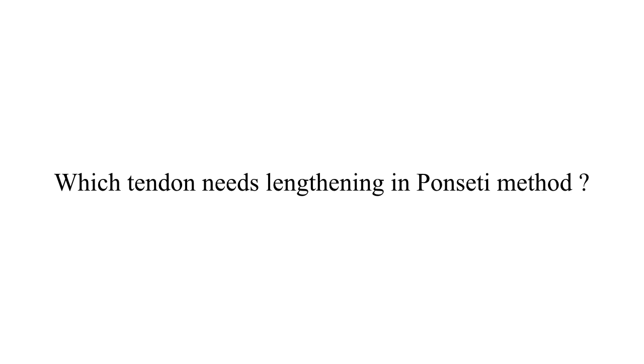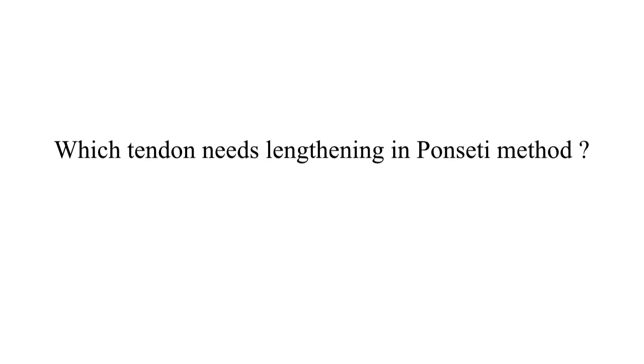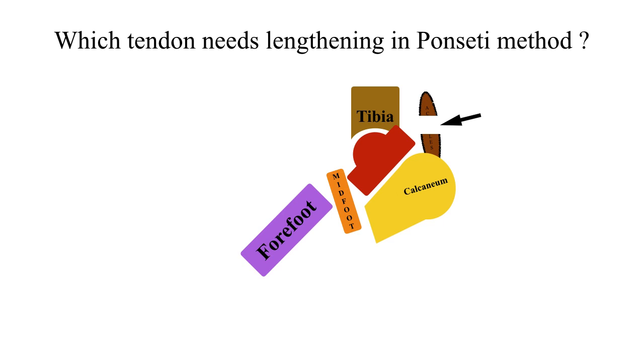Which tendon needs lengthening in Ponseti method in majority of cases? In majority of the cases, the cavus, adduction and varus can easily be corrected by manipulation and casting, whereas equinus tends to persist, and the important muscle causing this equinus deformity is the tendo-Achilles, and this tendo-Achilles needs lengthening in majority of cases of Ponseti method. So the answer is tendo-Achilles as given in this picture.